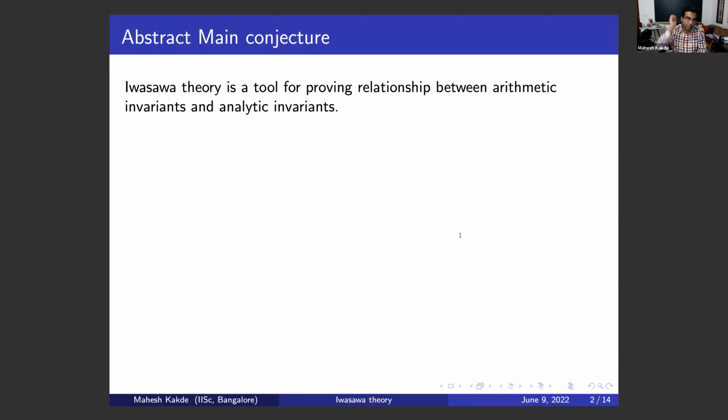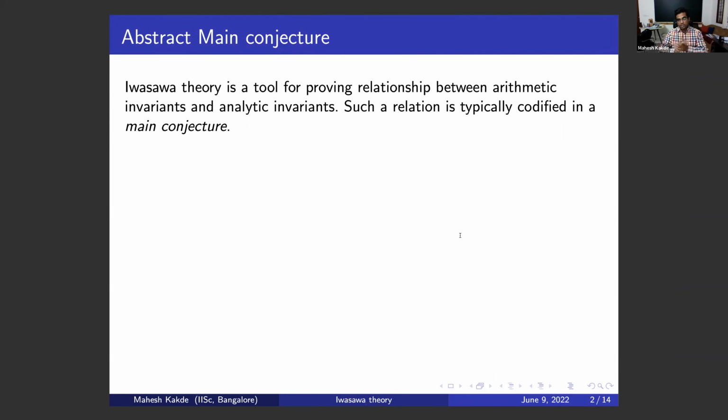So the way I look at Iwasawa theory is it's a tool for proving relationships between arithmetic invariants and analytic invariants. Number theory is full of conjectures which relate arithmetic invariants to analytic invariants. One family of such conjectures are the Bloch-Kato conjectures or the Tamagawa number conjectures. And Iwasawa theory is a kind of systematic tool for proving such results.